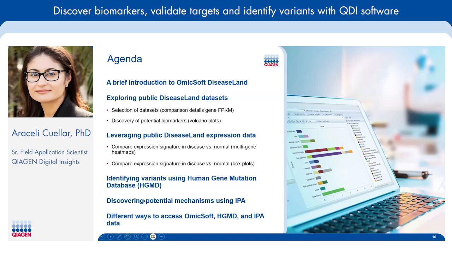And then we'll take a look at how you can further expand and discover potential mechanisms using Ingenuity Pathway Analysis, or IPA. And then lastly, today we are going to be focusing on only the GUI or the web versions of OmicsSoft, IPA, and the Human Gene Mutation Database. But do know that there are different ways that you can access the data, and we'll take a look at those different ways towards the end.